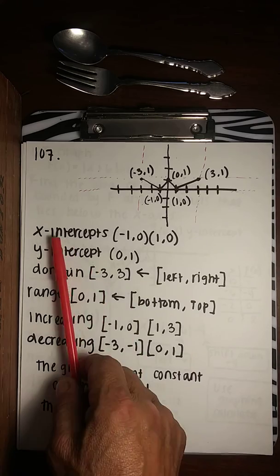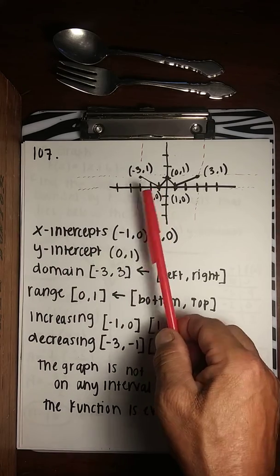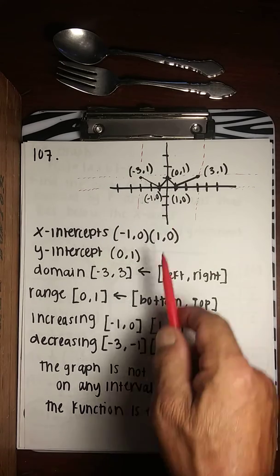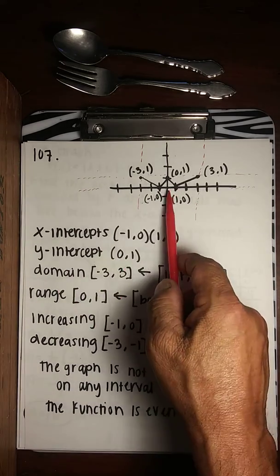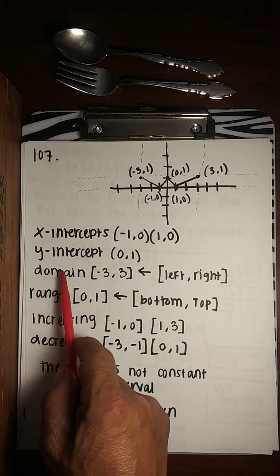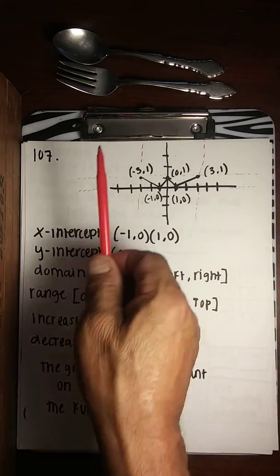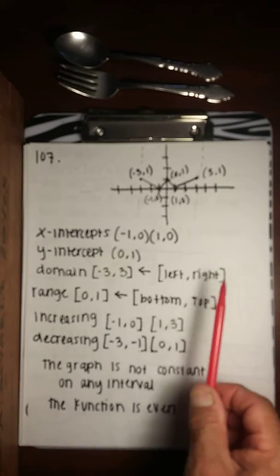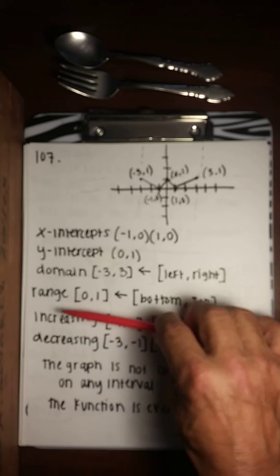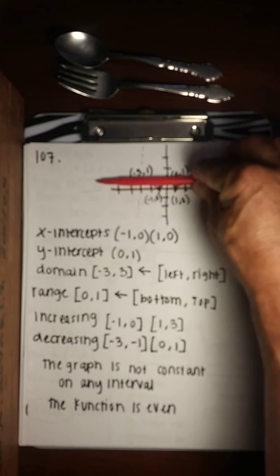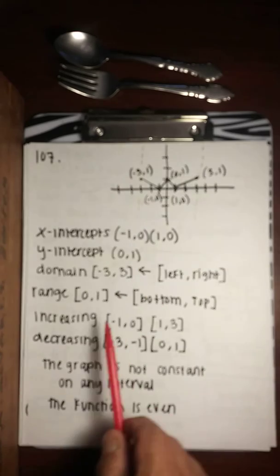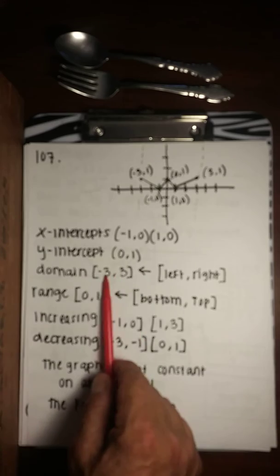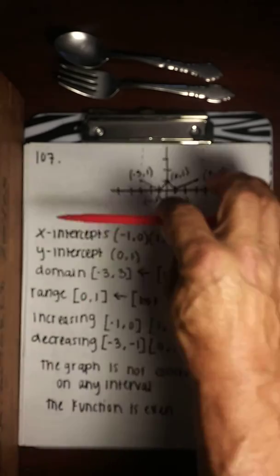The graph. The x-intercepts are right here. X-intercepts, let me make it a little bit easier, are negative 1, 0, and 1, 0. The y-intercept is at 0, 1, 0 up 1 right here. Domain is from the left to the right, from negative 3 to positive 3. The range goes bottom and top. So the bottom of this graph is at 0 and goes up to 1. Negative 3 to 3 is the domain, and the range is 0 to 1.